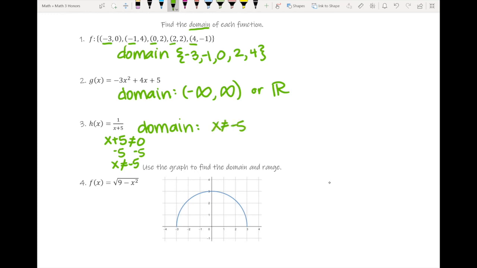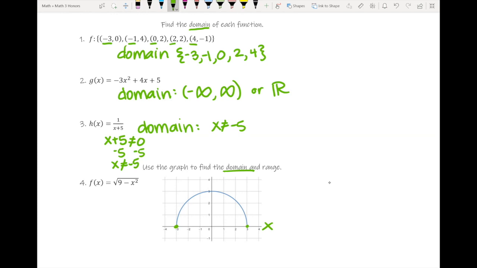And then number 4, it says use the graph to find the domain and range. Here's the function notation that they give us, and they also gave us the graph. Off the graph, I'm looking at x values for domain, and it looks like the furthest to the left it goes is the -3, and it actually hits that. The furthest to the right is the +3, and it actually hits that, and it hits everything in between.